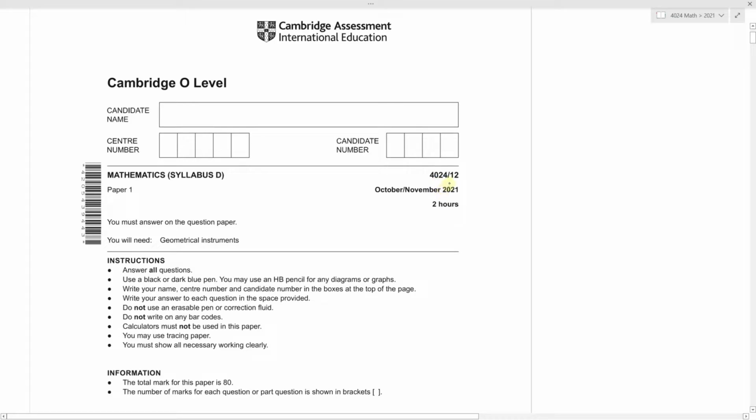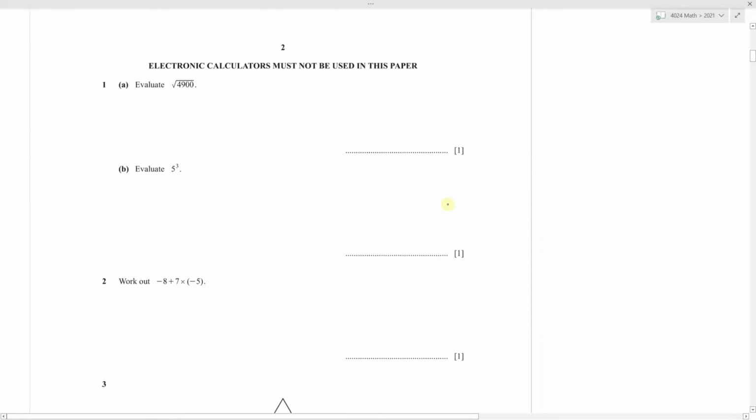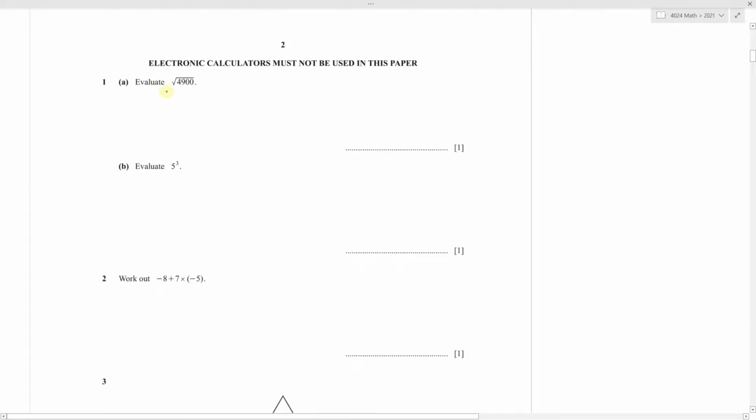So in this video, we will solve paper 1, variant 2 for October-November 2021. So let's start with question number 1, part A, evaluate square root of 4900.